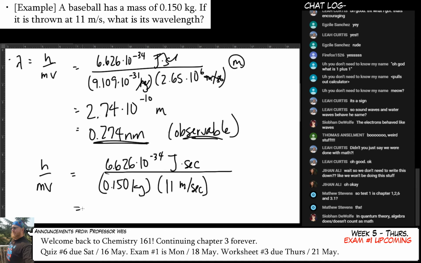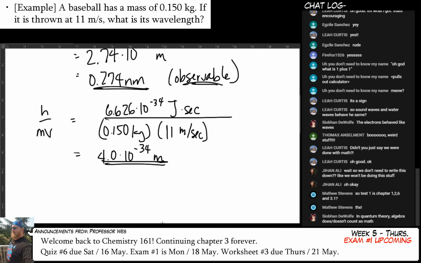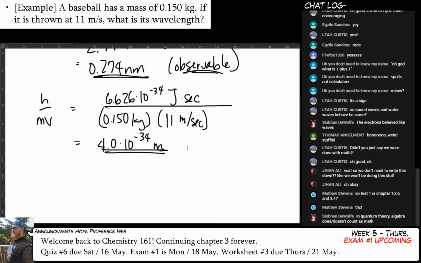Oops, that's not a parenthesis. 11. All right. Do we even have a metric prefix that goes down to that? Something that has a wavelength of times 10 to the minus 34 meters?